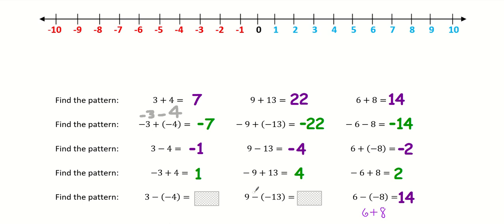So this one, 9 minus 13, you might as well think of that as just 9 plus 13. And then likewise, this one, you should write this down, minus 4 is just equivalent to plus 4. And so 3 minus 4, same as 3 plus 4, 7.